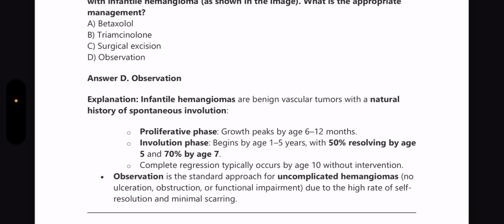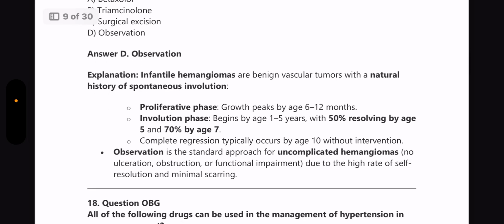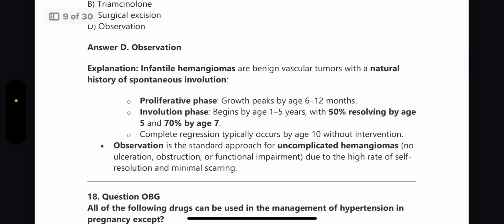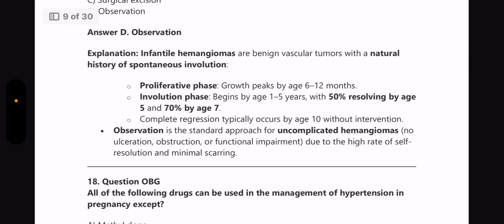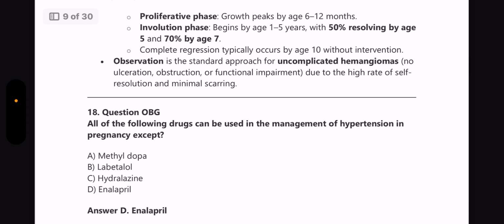years, with 50% resolving by age 5 and 70% by age 7. Complete regression typically occurs by age 10 without intervention. So observation is the standard approach for uncomplicated hemangioma because of the high rate of self-resolution and minimal scarring.